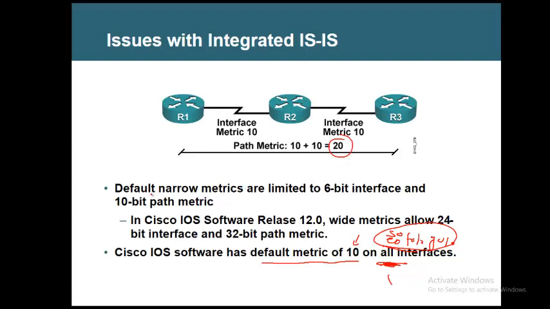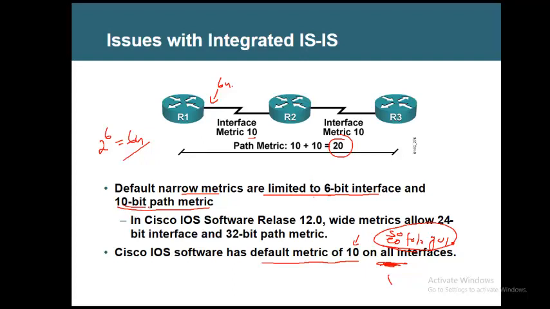Right, there is something called wide metric and narrow metric in ISIS. The default is narrow metric. Narrow metrics are limited to a 6-bit interface metric and a 10-bit path metric. Please understand this very well. On the interface, you get 6 bits. 6 bits means you can go from 0 to 64, isn't it? 2 to the power of 6 is what? 64. That's the maximum cost you can give for one link, one interface.